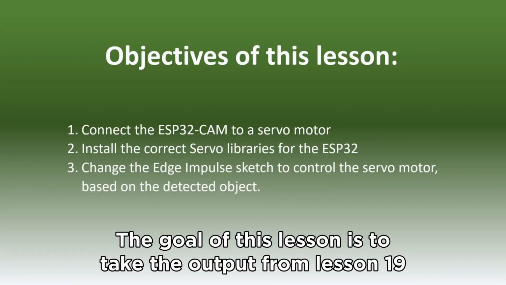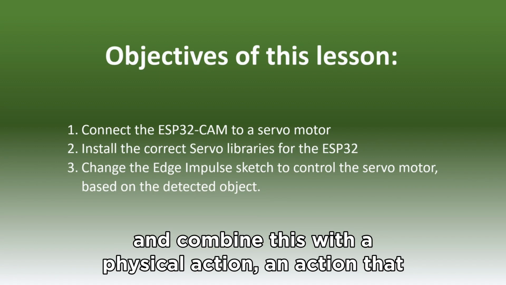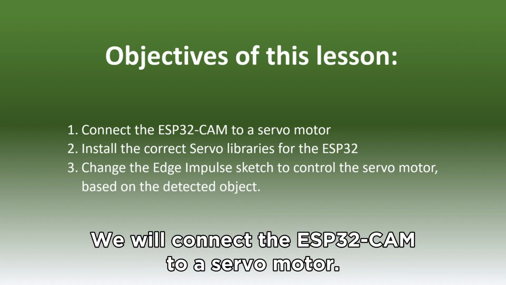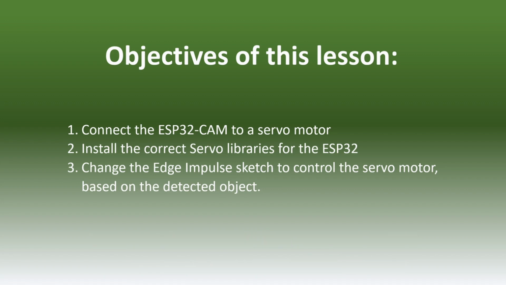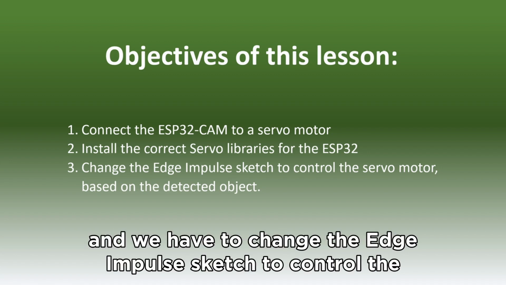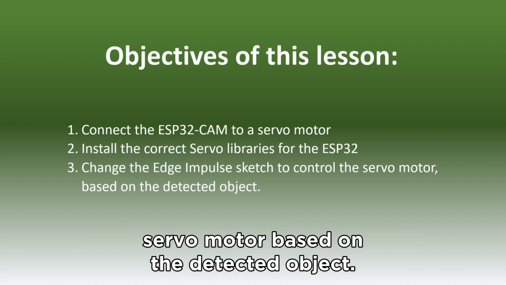The goal of this lesson is to take the output from lesson 19 and combine this with a physical action, an action that will be dictated by the object. So we will connect the ESP32 CAM to a servo motor. We have to install the correct servo libraries for the ESP32, and we have to change the Edge Impulse catch to control the servo motor based on the detected object.